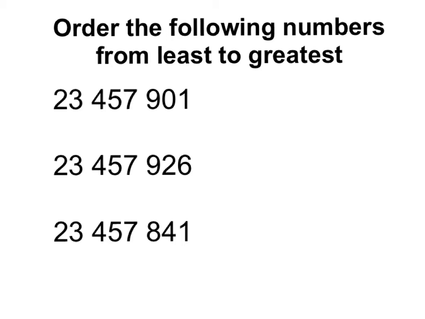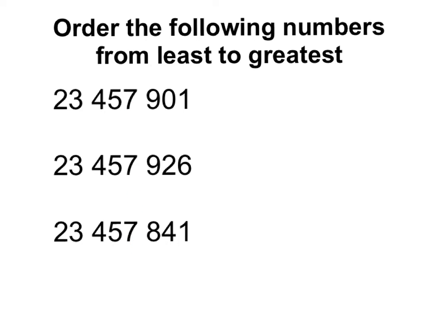We want to order these three numbers from least to greatest. So we'll start by looking at the largest place value, the 10 millions. All three of these numbers have a 2 in the 10 millions place, so that doesn't give us any information about which is the largest. Next, we'll look at the millions. Again, they all have the same number, so we'll move to the next smallest place value. The hundred thousands, they all have a 4 in the hundred thousands place. They all have a 5 in the 10,000s place, and they all have a 7 in the thousands place.